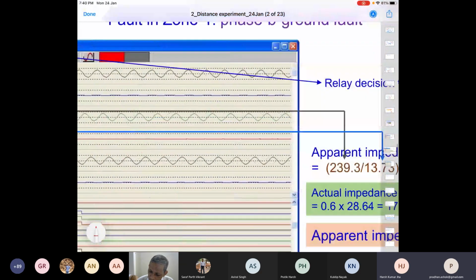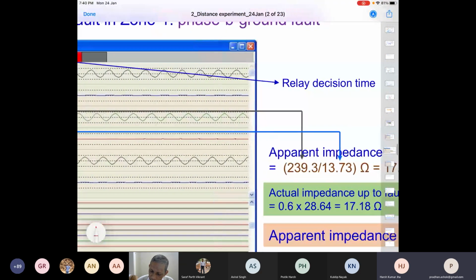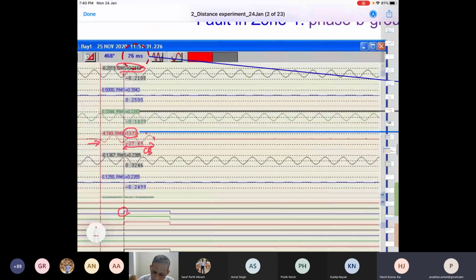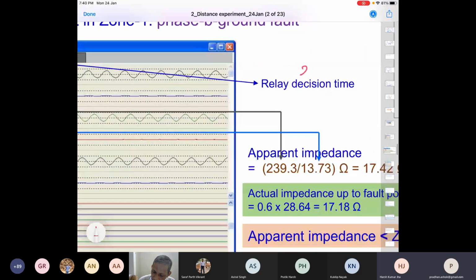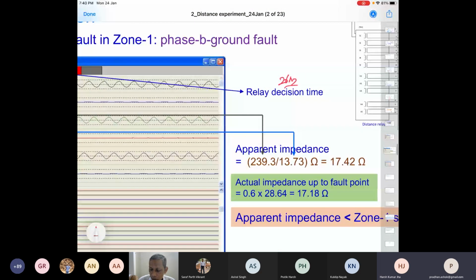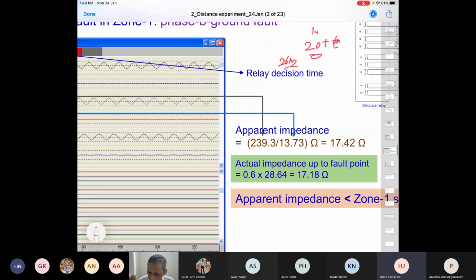So from this perspective, the relay decision time is 26 millisecond, where up to this is the fault inception. This is the relay decision time from the trip signal. Relay decision time is 26 millisecond. In a 50 Hz system, 20 millisecond is 1 cycle, plus 6 millisecond, so around 1 cycle it took.